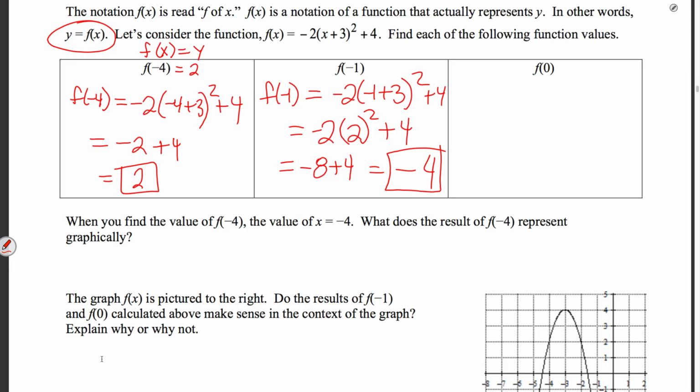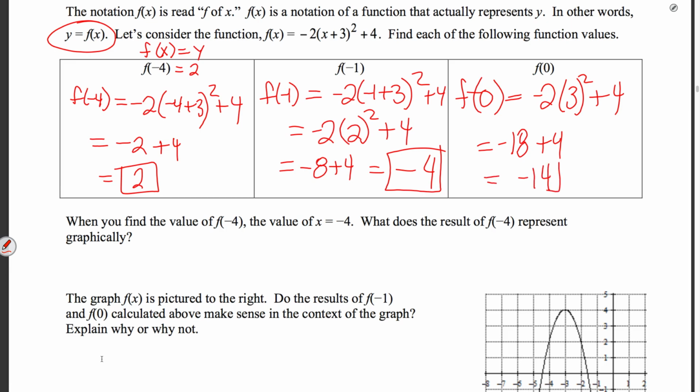And then f of 0. f of 0 is equal to negative 2 times (0 plus 3) squared, so just 3 squared, plus 4. That's negative 18 plus 4, that's going to be equal to negative 14.